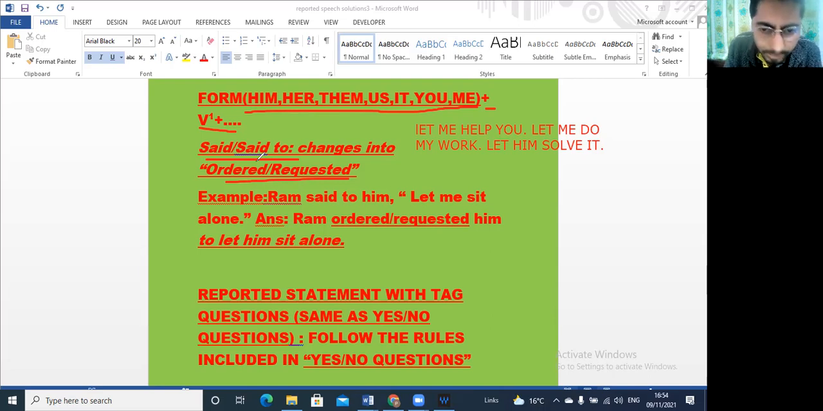Ram said to him, let me sit alone. Ram ordered or requested him to let me sit, let him sit alone. Now, let is changed into ordered or requested. Now, to check out the change of person, me. Me is the objective form of I. So, me refers to which person's objective form?